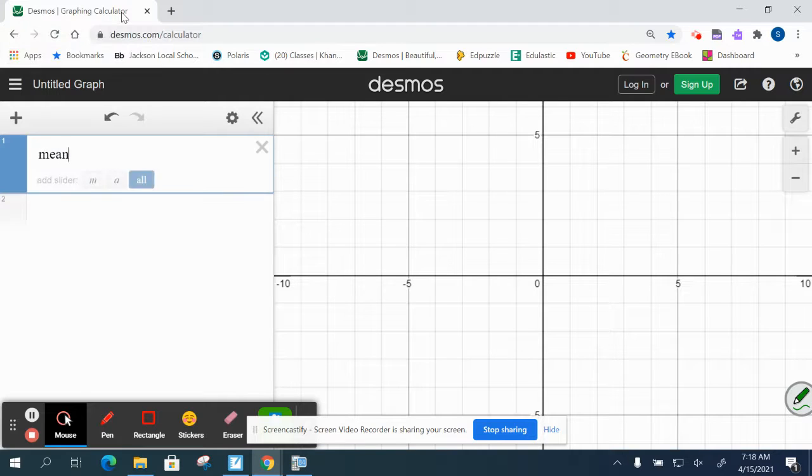We could type in mean, parentheses, and then type in all of your data, close parentheses. So let's say our data is 1, 2, 3, 4, 5, and then it tells you what the mean is. And then if you want to find the median, you don't need to delete all the numbers, just type median, and then it'll tell you what the median is. So that's another thing you can do to save you some time when you're finding mean, median, and mode in the assignments.